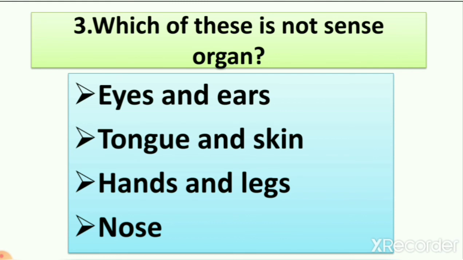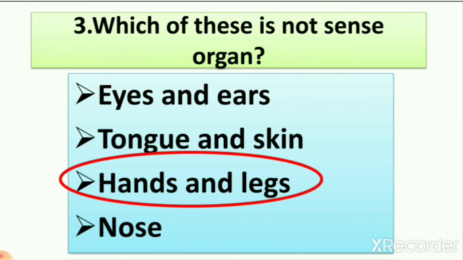So we have options here. Eyes and ears. So it is a sense organ. Then tongue and skin. These are also sense organs. Hands and leg. So when we learn about hands and legs, we learn that hands and legs are our body parts, but those are not sense organs. So it means our answer is hands and legs. So we circle hands and legs. So we have five sense organs. You can see here these five sense organs, and from these hands and legs are not.